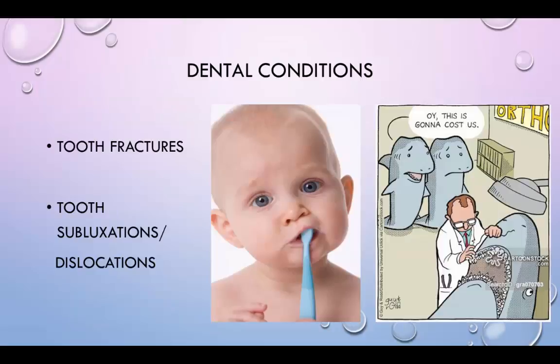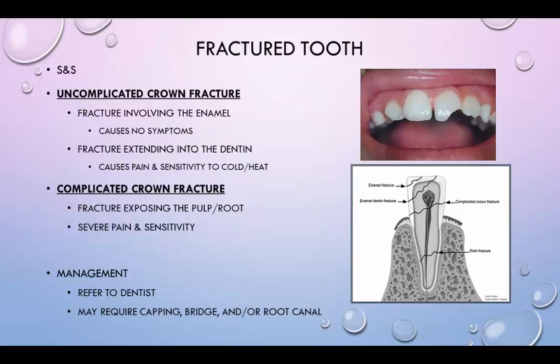Dental conditions include tooth fractures and tooth subluxations and dislocations. Different parts of the teeth can fracture. An uncomplicated crown fracture includes a fracture involving the enamel, or the most outer layer of the tooth, and it may not cause any symptoms. It can also be a fracture which extends into the dentin, which will result in pain and sensitivity to cold and heat. A complicated crown fracture is a fracture which exposes the pulp or the root of the tooth. A complicated crown fracture results in severe pain and sensitivity.